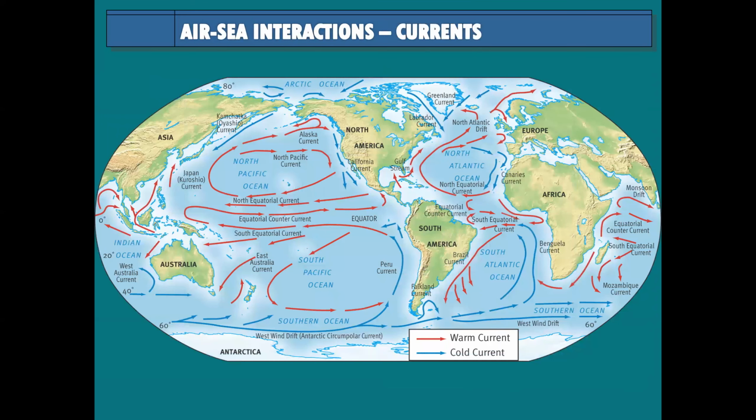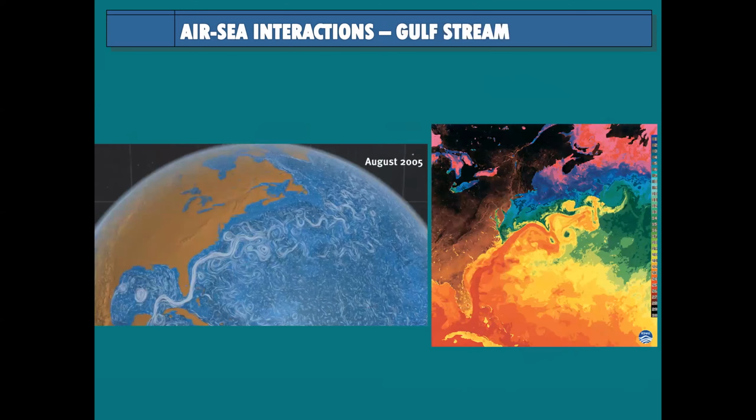Okay. These are the ocean currents. Notice the ones in red versus the ones in blue. If you live near a cold ocean current, you tend to live in a relatively drier climate than if you live near a warm current. Here's an example of the Gulf Stream coming out of the Gulf and finding its way north and east towards Europe.